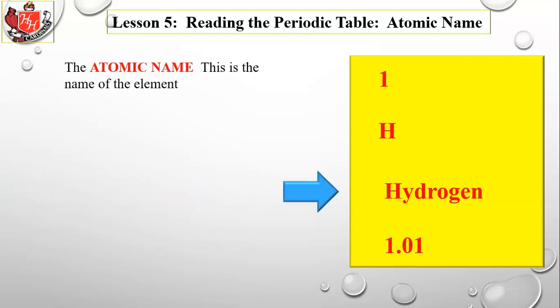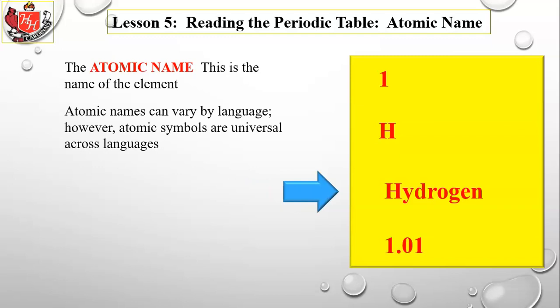The atomic name is the name of the element. Atomic names can vary by language. However, atomic symbols are universal across languages.